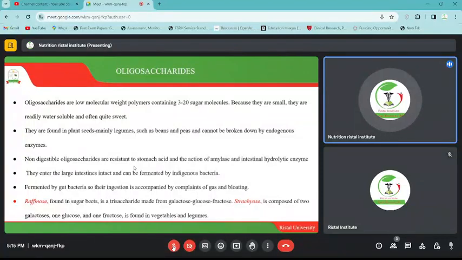Then we have stachyose. Stachyose is composed of two galactose molecules, one glucose, and one fructose. Those are four monosaccharide units that have been condensed together. Stachyose and raffinose are found in vegetables and legumes.